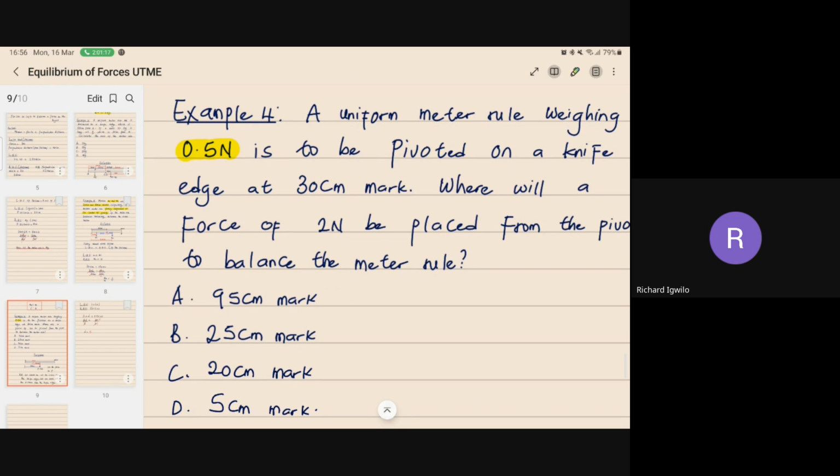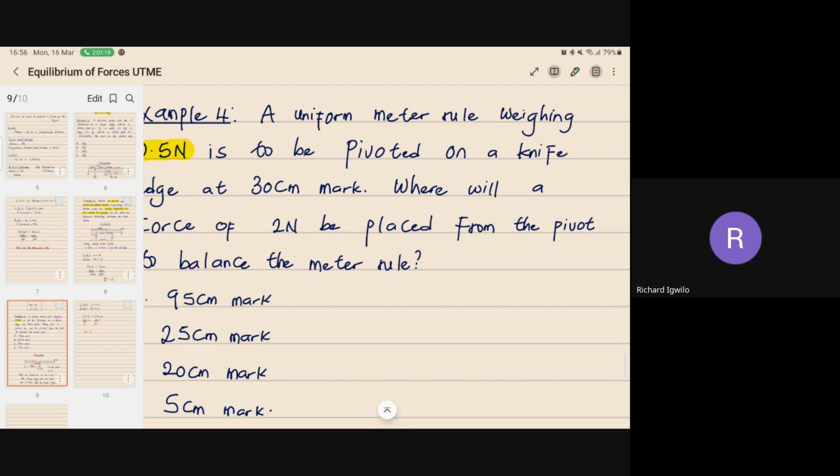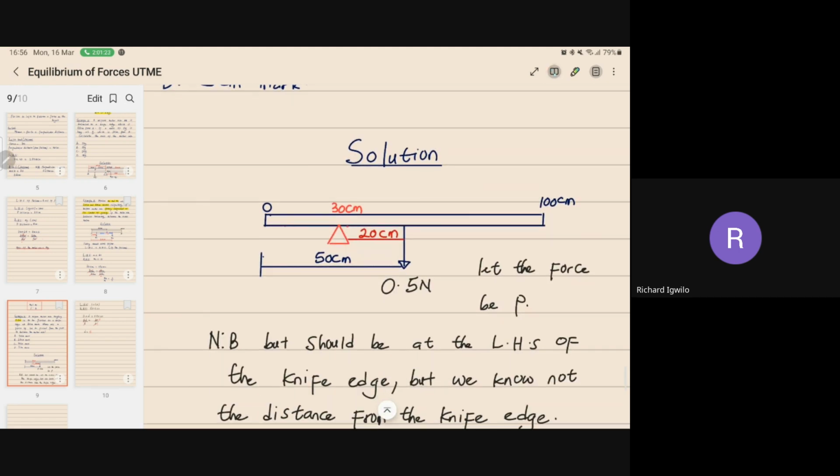where will the force be placed to balance the meter rule? So at what mark am I going to place it? Now, if the distance between the force and my fulcrum is 5, remember that this fulcrum is at the 30 centimeter mark. Now, imagine the distance from here to here being 5, the first distance being 5. What will be the mark at this point?